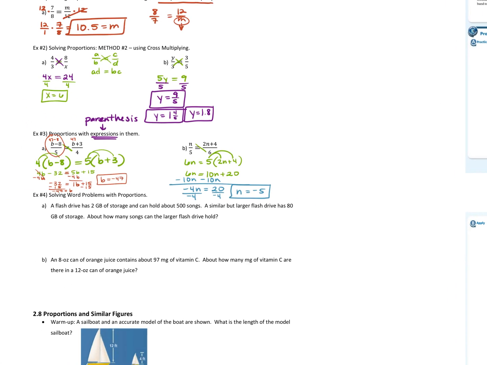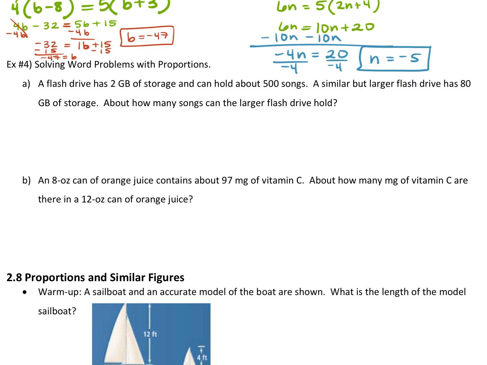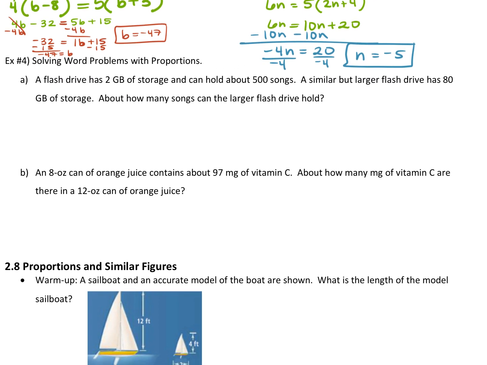That would be lovely. Okay, last two are word problems, but using this same concept of proportions, okay? So it says a flash drive has 2 gigabytes of storage and can hold 500 songs. A similar larger flash drive has 80 gigabytes of storage. About how many songs can the larger flash drive hold?